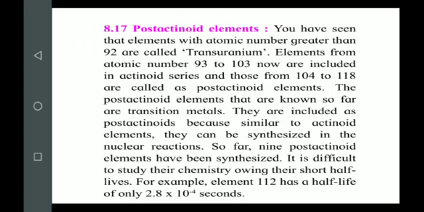Now why are they called post-actinoids? Because they are similar to actinoid elements. They can be synthesized in nuclear reactions. So far 9 post-actinoid elements have been synthesized, and their study is difficult because their half-life is very short. Their existence is for a fraction of a second. That is why studying them in detail is very difficult.